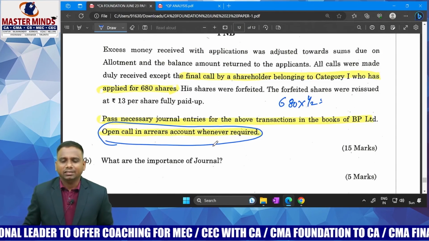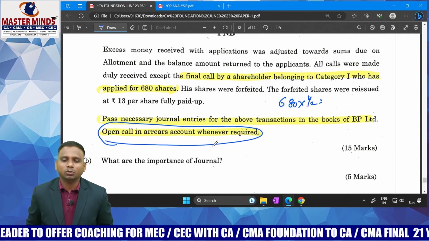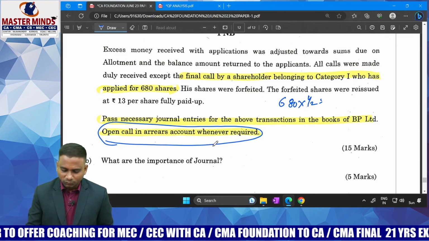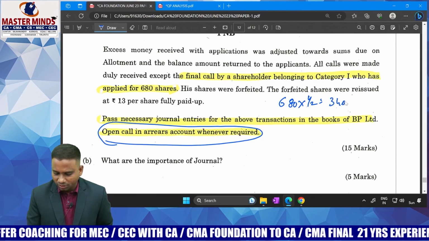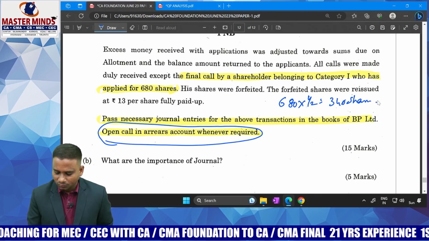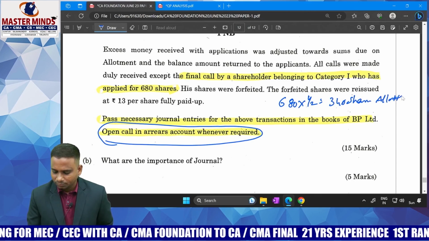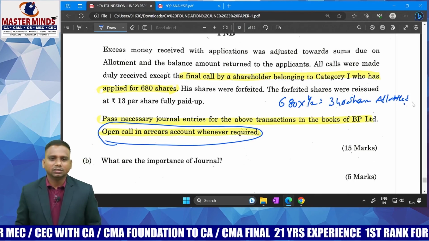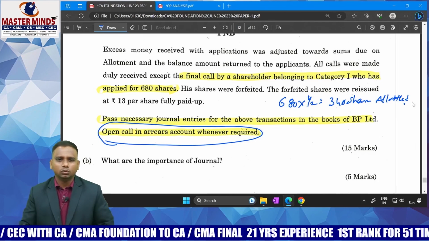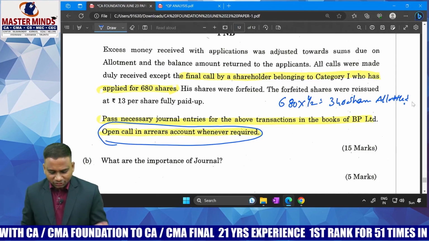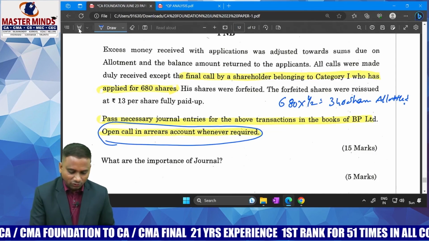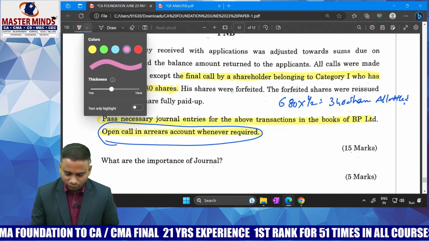Applied for 680, then how many shares did we allot? What is the pro rata ratio? 1 by 2. That means 340 shares allotted. This is important in this problem. Based on that, you do the calculation. Next, his shares were forfeited. Yes, here we also have the concept of forfeiture of shares.